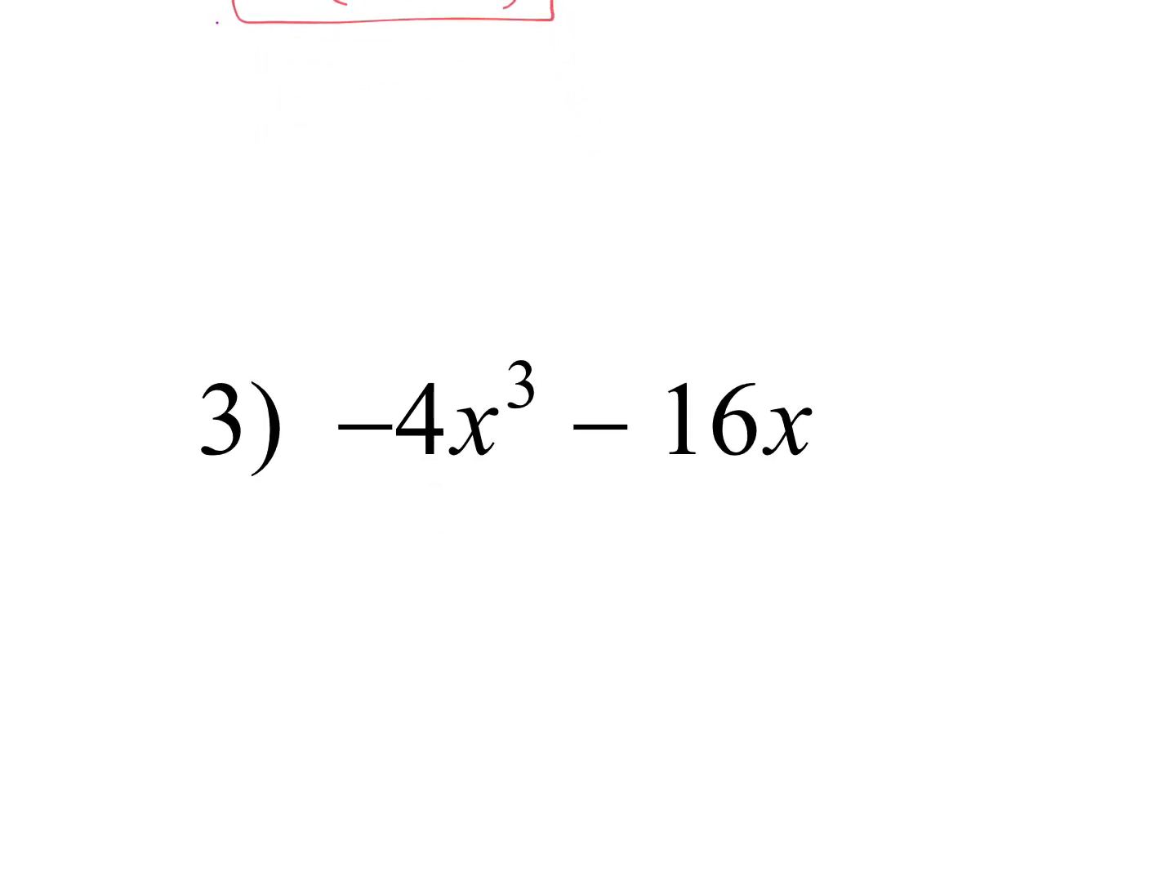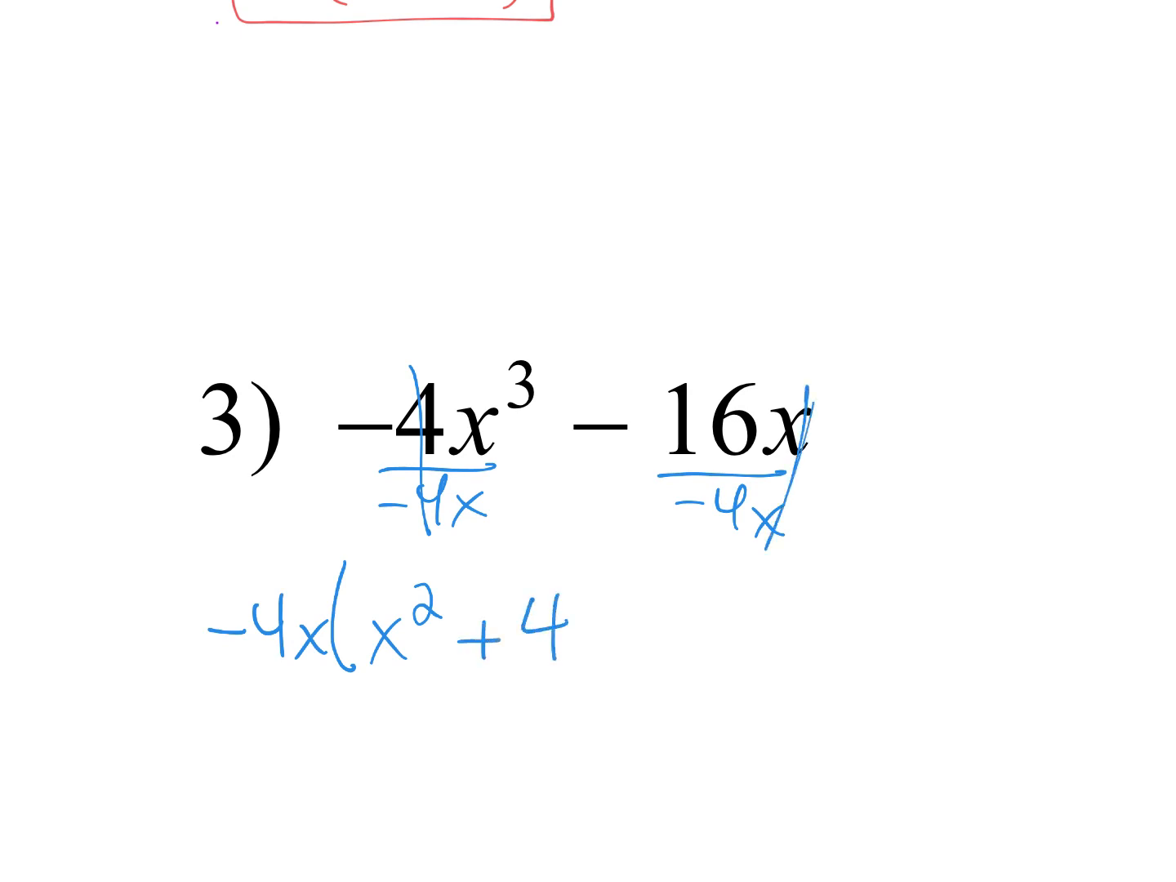All right. What do we have in common here? What can we take out? What kind of a 4? We should take out a negative 4 because it leads with a negative. What else? An x. Just one. So negative 4x. Negative 4 divided by negative 4 is 1. Then I have x cubed divided by x gives me x squared. Good. What's negative 16 and negative 4? Gives me a positive 4. What happens with my x's?